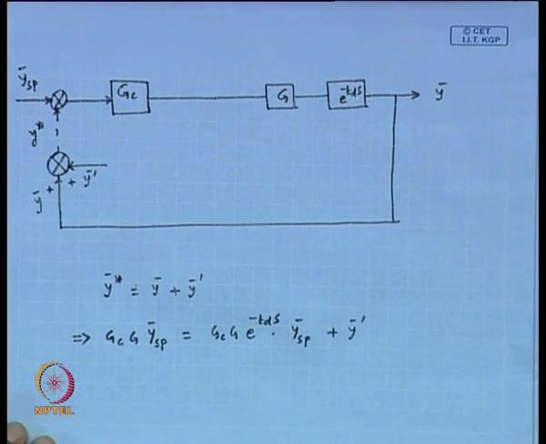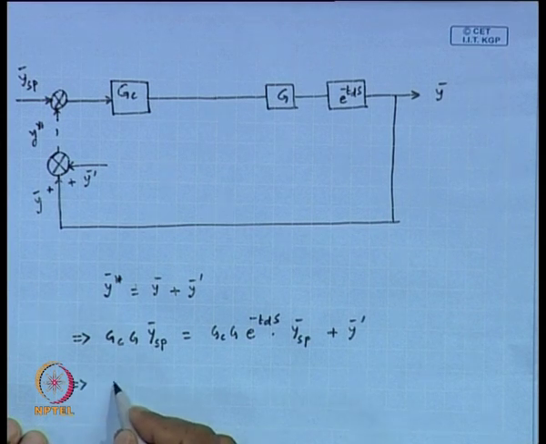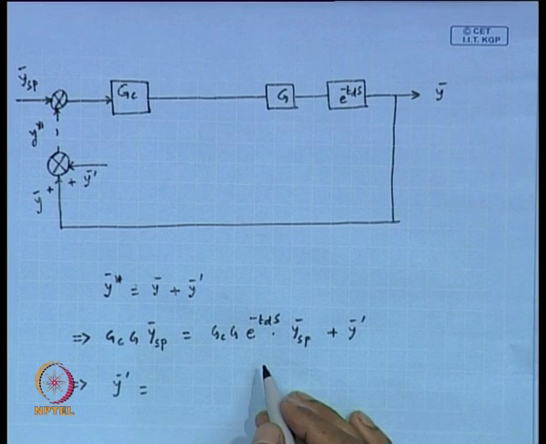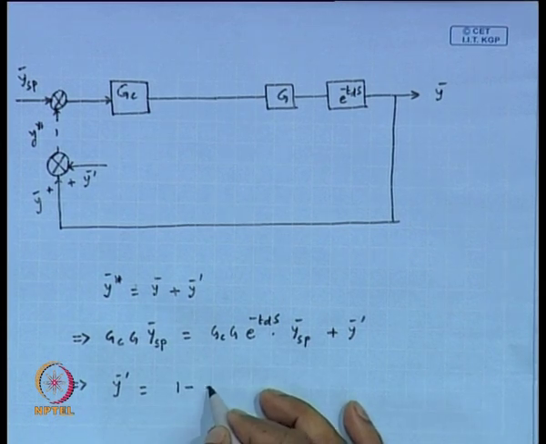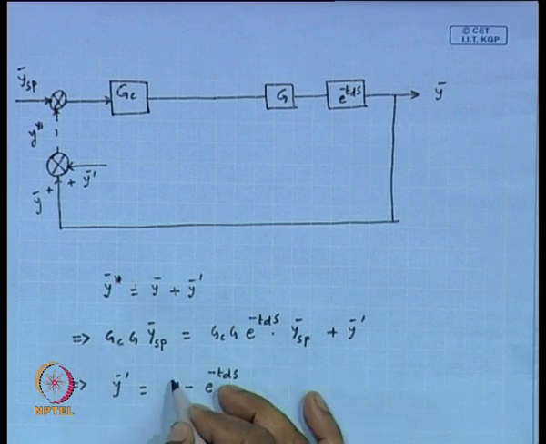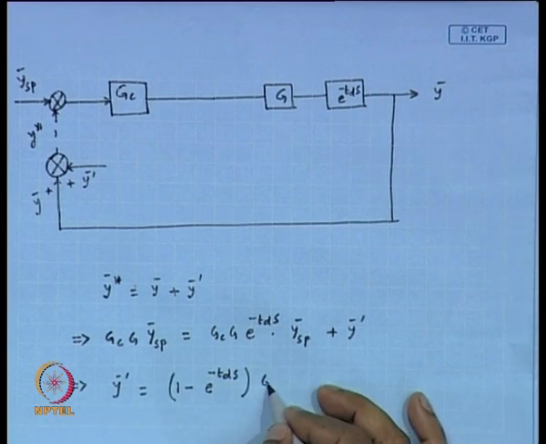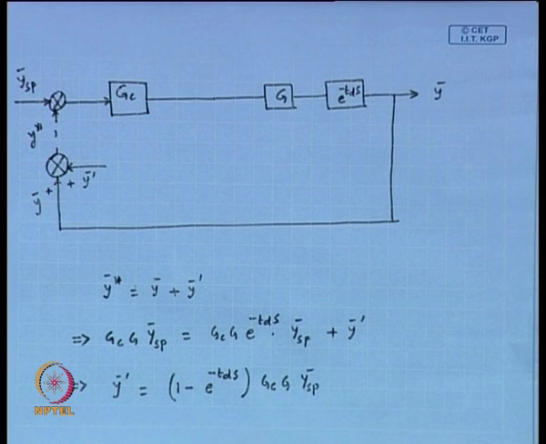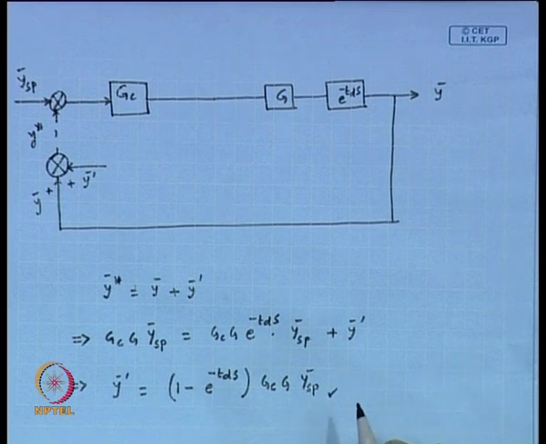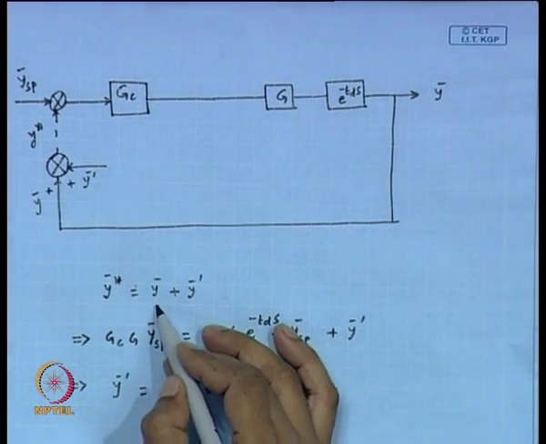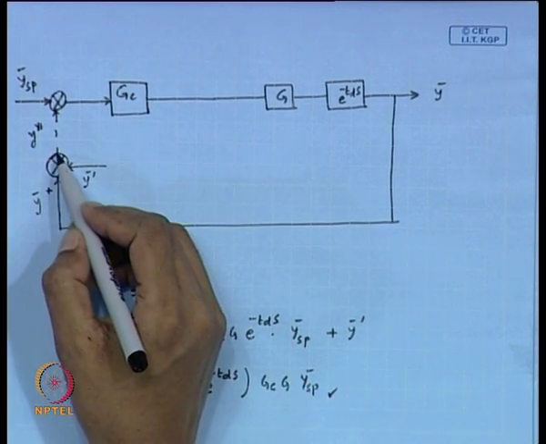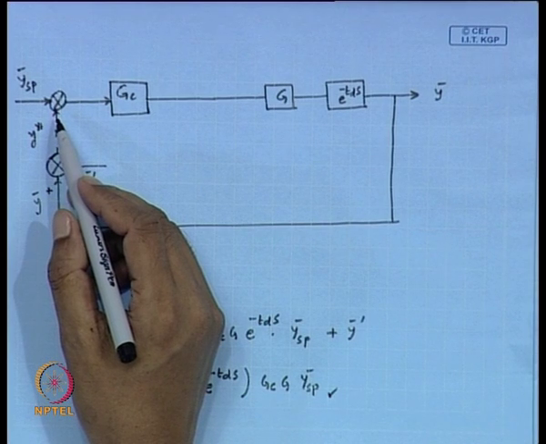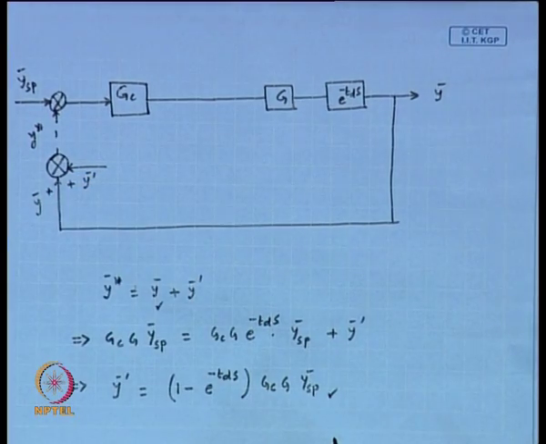So, what will be this y prime? That we calculate, that will be 1 minus exponential of minus TDS multiplied by GC Z y set point. So, if we add this expression with the expression of y, then only we can get dead time free response, which can be fed back to the comparator, fine.